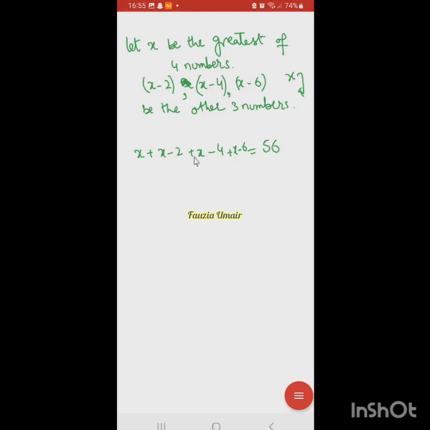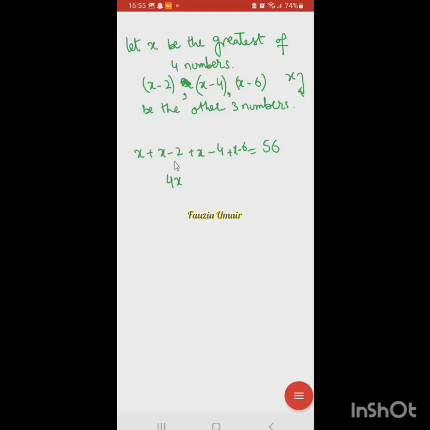अच्छा, how many x values are we having? 1, 2, 3 and 4. So how many x? 4x. ठीक है, जब ऐड करते हैं ना तो x की पावर चेंज नहीं होती, x ही रहता है. It's like 4x is equal to 56.